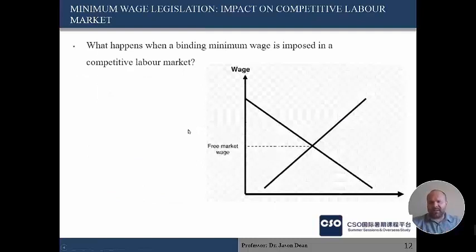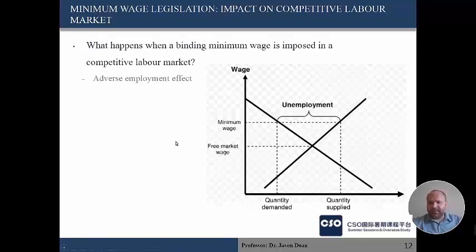Okay, let's think about minimum wage legislation now. So in our model with our labor demand and labor supply, what happens if we impose a minimum wage that's binding? And binding means that the minimum wage would be above the free market wage or competitive wage. Well, we would expect an adverse employment effect. So let's suppose the minimum wage is imposed to be here, which is above the market.